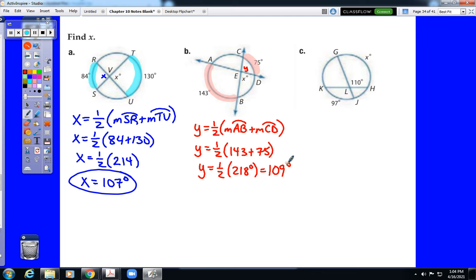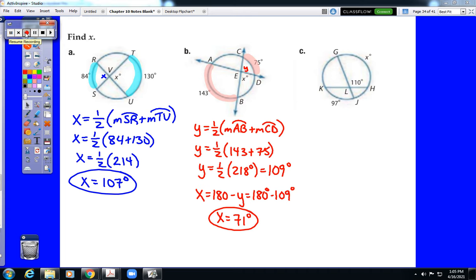Supplementary. They form a linear pair, X and Y. So X would be 180 minus Y, or 71 degrees. So that's one way it can be made harder.